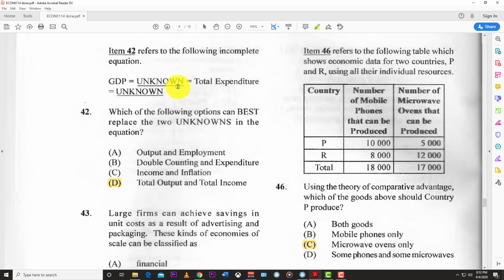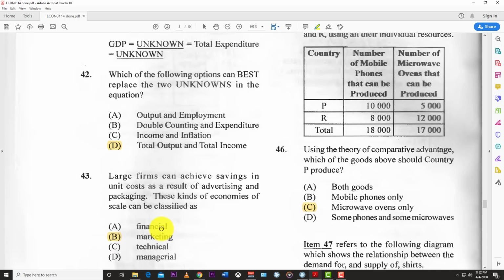42 refers to the following incomplete equation. GDP equals unknown plus total expenditure equals unknown. So it is testing the ways to calculate GDP. Which of the following can best replace the two unknowns in the equation? And the answer is the output method and the income method, along with the expenditure method, and that's how we calculate GDP.